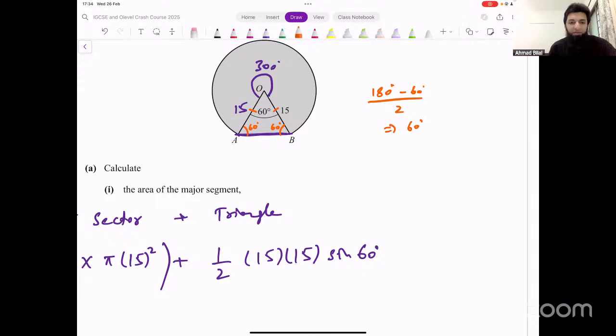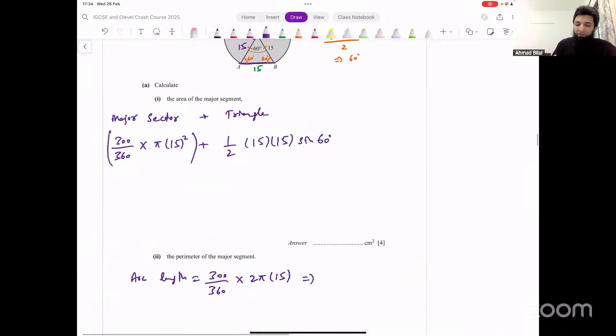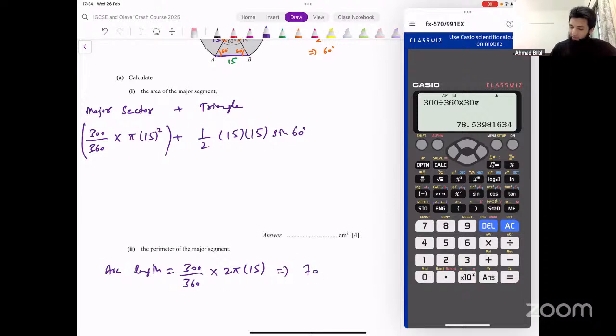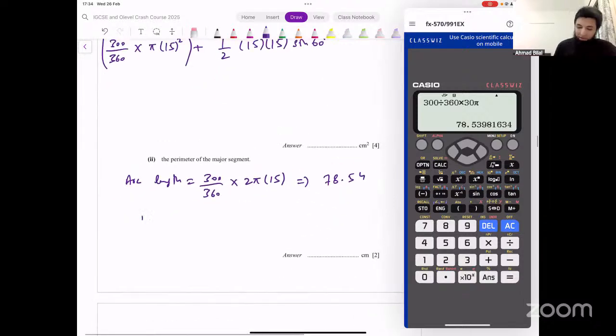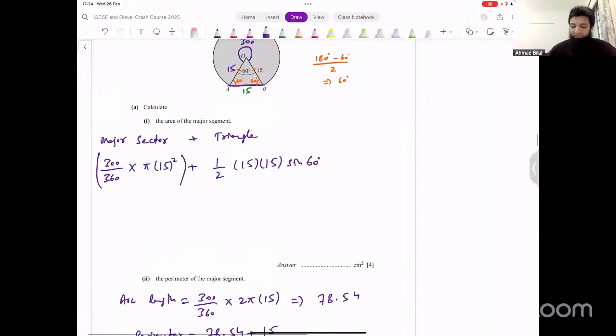Now, if it's an equilateral triangle and the other two sides are 15, that tells us that this horizontal side here is also going to be 15. So we can just add that 15 to this arc length, and that will give us the perimeter. We can do it quickly. 300 divided by 360 times 30 pi, and that's 25 pi, which is 78.54. And then the perimeter is going to be 78.54 plus that 15, and that's 93.54. In your final answer, you would write 93.5. That's the perimeter. That's the arc length plus 15.